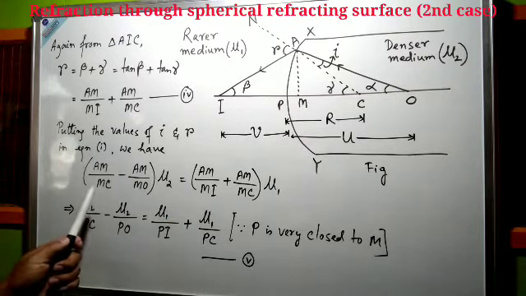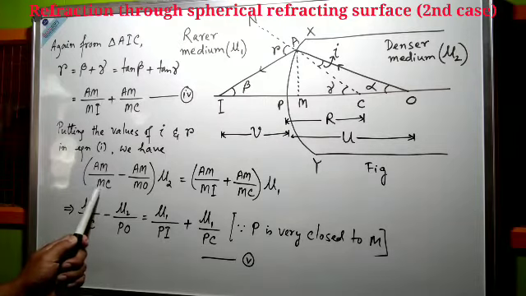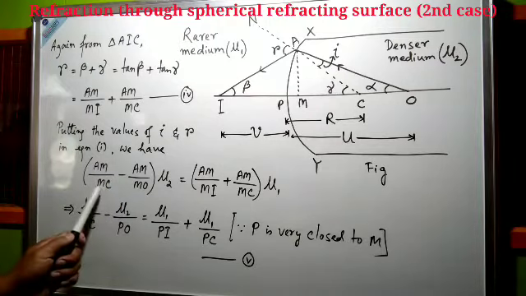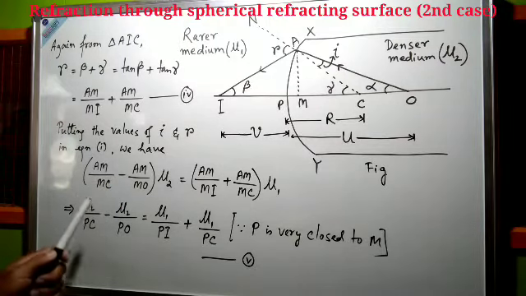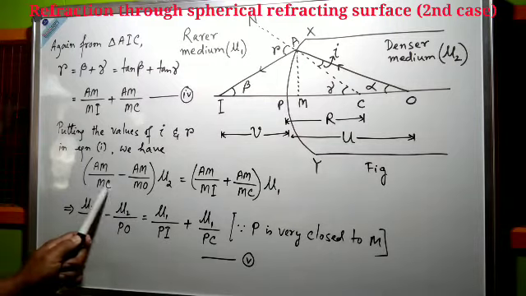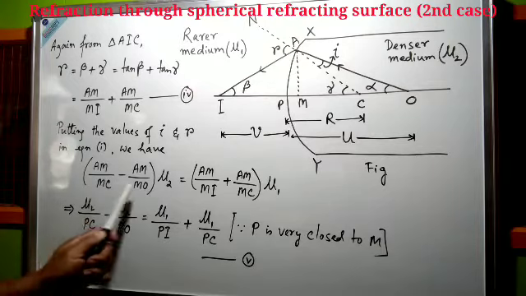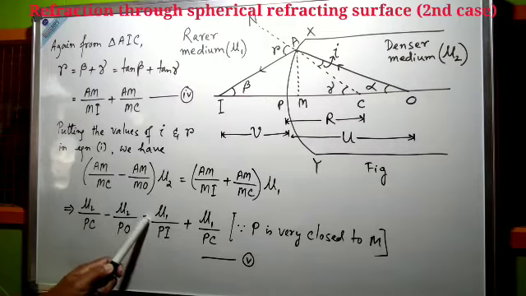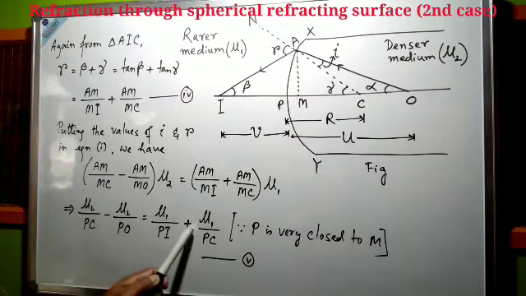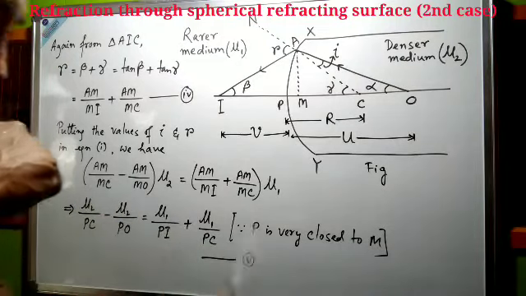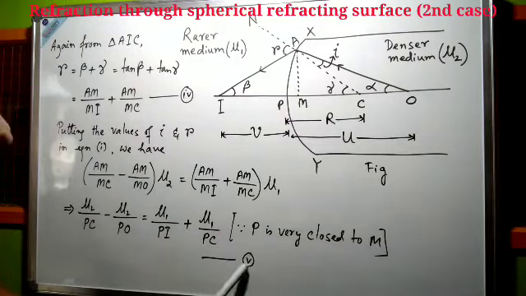Then instead of capital M we may replace it by capital P, because M and P are very close to each other. So from this equation again we may write like this: mu2 divided by PC. Instead of MC we may write PC, and we have to open this first bracket. So mu2 by PC minus mu2 by PO equal to mu1 by PI plus mu1 by PC. AM cancels from both sides, and write it as equation number 5.